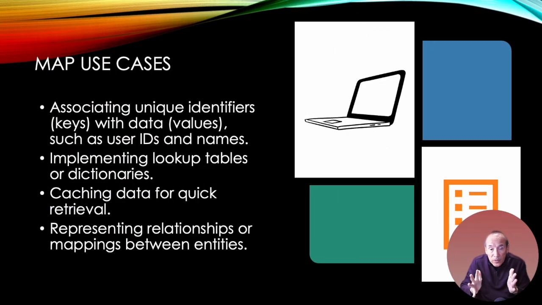What are some quick use cases for the map? It's associating unique identifiers, keys, with data, such as user IDs and names, lookup tables, caching data for quick retrieval, and representing relationships or mapping between entities. This is going to depend on your business rules, but if you have a key-value pair, you're probably going to be using a map.